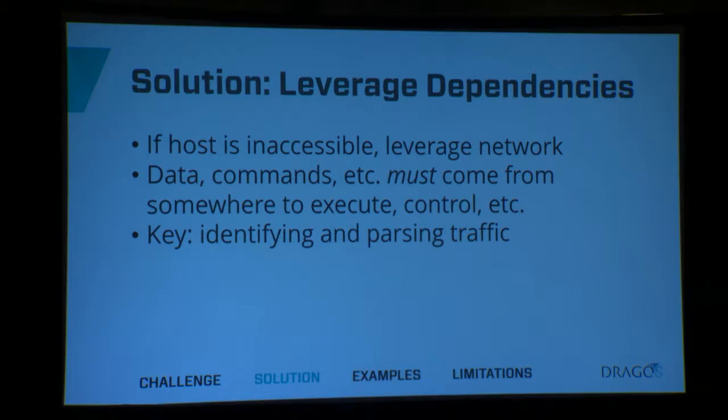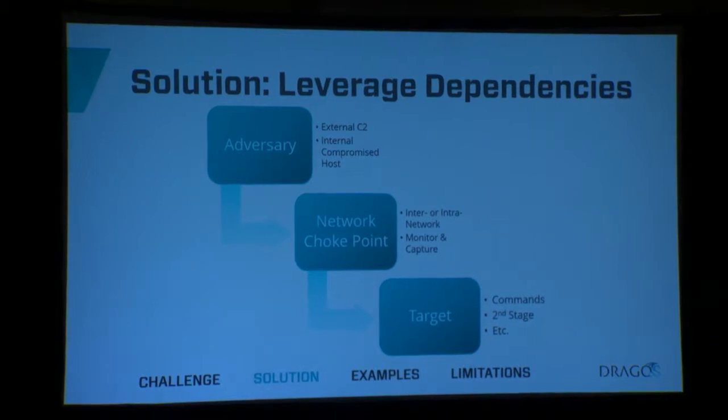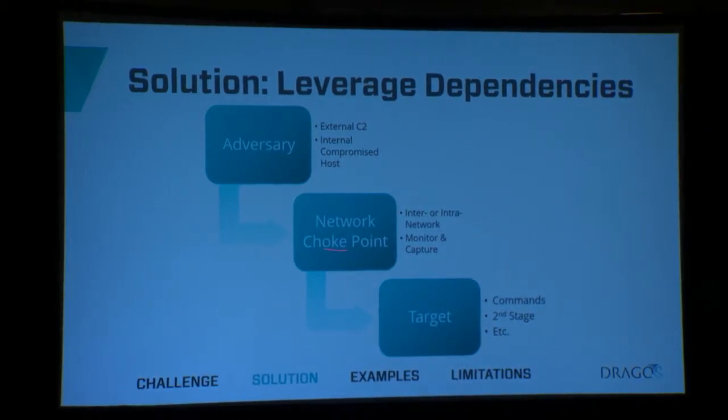So the key here is that, figure out what sort of traffic you're looking for and some means of analyzing it. So, in terms of dependencies, your adversary is going to need some sort of command and control to an internal compromised host. Well, in order to get from adversary to target, something has to be between point A and point B. So leveraging that, whether that's an internetwork or intranetwork, your edge firewall, or hopefully you've got enough segmentation and monitoring in place that you're catching intra-LAN communication, then you can do some monitoring and capturing in order to pick these things off as they're moving from here to there.